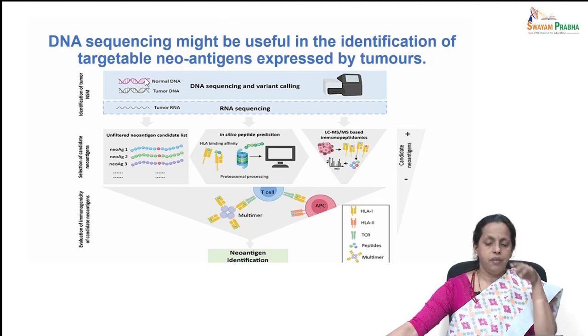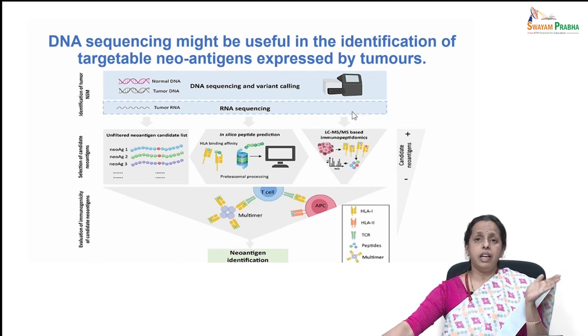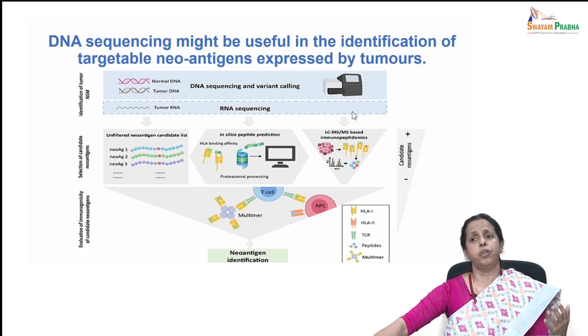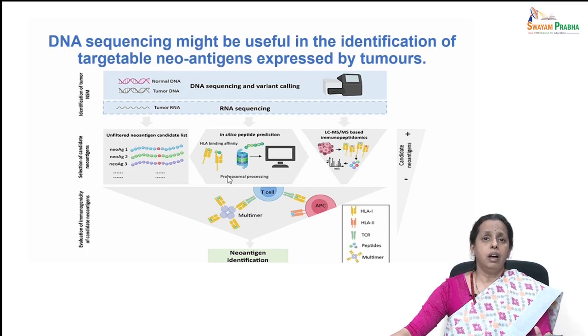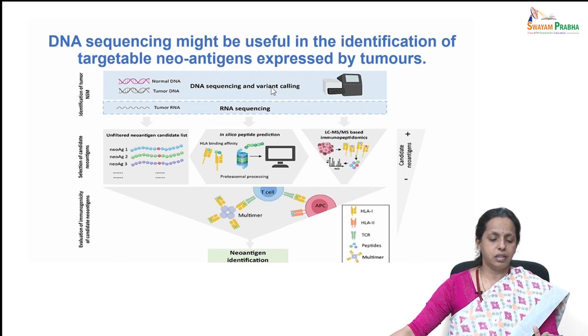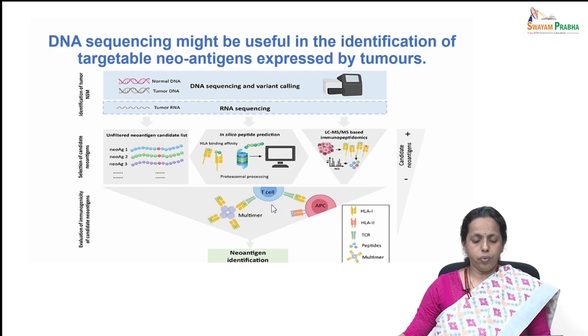So you have DNA sequencing, which is very useful for identification of novel antigens. In this class, we made a very good introduction to the complete immune response, what all the immune cells are, and the processes of activation of your T cells. We have taken the scenario of PDAC, pancreatic ductal adenocarcinoma, and here we are discussing how different molecular tools can be exploited. Supposing you have your normal DNA and the tumor DNA, you go for DNA sequencing and find out exactly what the variants are. The same with your RNA also.